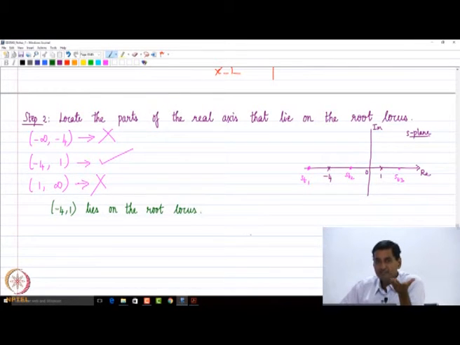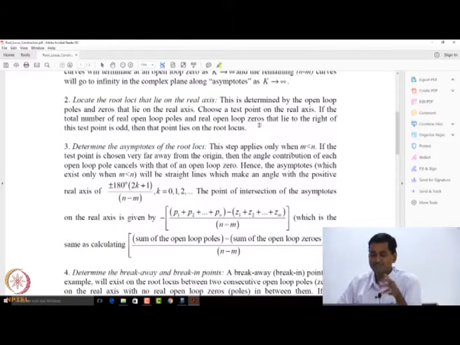So, basically that is the generalization of what we discussed, as far as locating the root loci on the real axis is concerned. Is it clear what we did? That is step 2. Yes. The odd number should be m or n plus m? Does not matter, it should be some odd number.